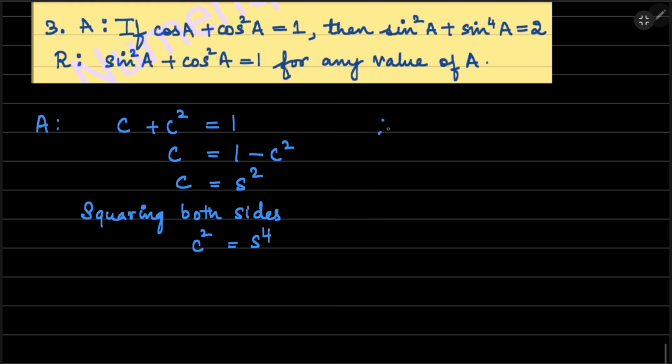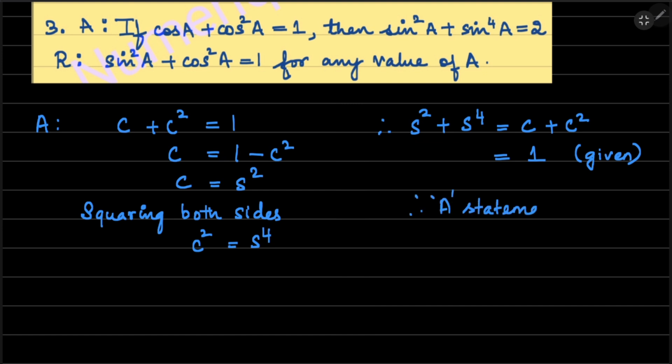So what is given here? Therefore, you are given sin square plus sin to the power 4 is equal to, what is sin square? It is cos, plus what is sin to the power 4? It is cos square, is equal to 1, right? This is already given to us. It is not equal to 2. In the statement, it's given that sin square plus sin to the power 4 is equal to 2. No. Therefore, the assertion statement is false. The value is actually equal to 1.